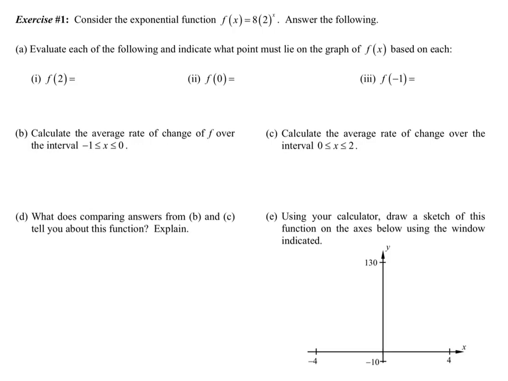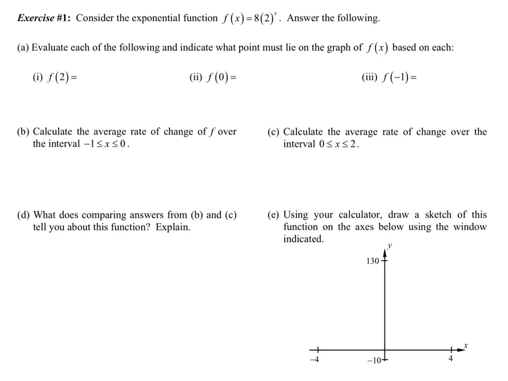So if I have 8 times 2 to the second power, because that 2 is telling me it goes in here. Well, 2 to the second power is 4. 8 times 4 is 32.